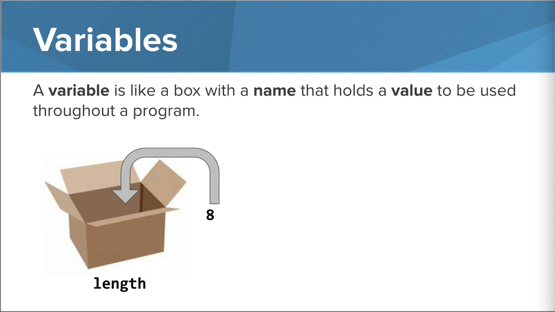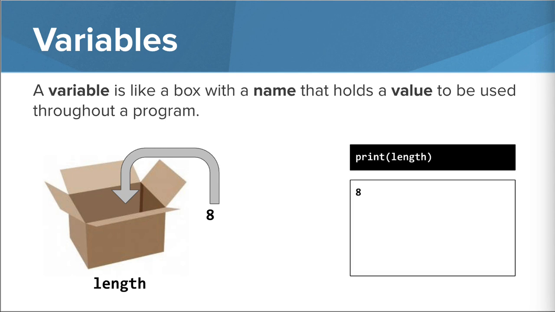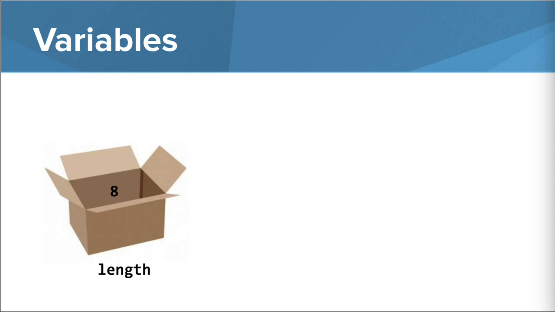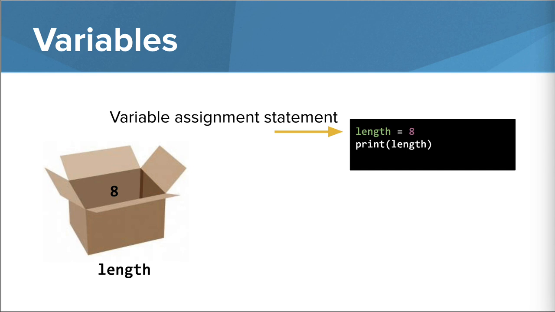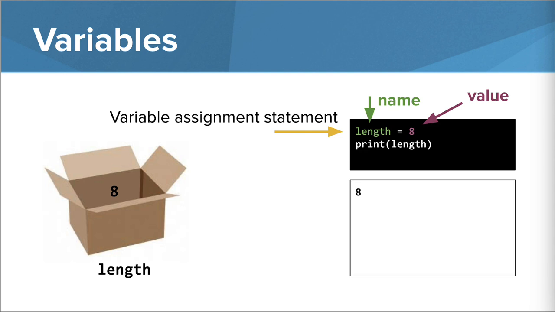We can print the value of the variable by using its name in a print statement. Notice, there are no quotes around the name. This is because it's a variable name, not a string we're trying to print. To create a variable in Python, we have what is called an assignment statement. There are two parts to the statement: the name of the variable, length, and the value we're assigning to it, 8. Again, when I run this program, the print statement prints the value of the variable, not the name.